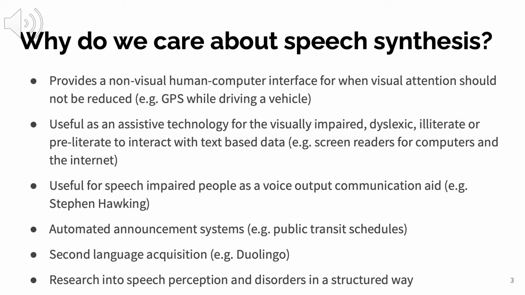Useful just generally as an assistive technology, so the visually impaired, dyslexic, illiterate or pre-literate can interact with textual data. So this is really important for certain governmental services which can't necessarily be handled by human staff, but if we put text-to-speech systems up so that they can interact with people, screen readers and that sort of thing, it's better able to address the needs of the public.